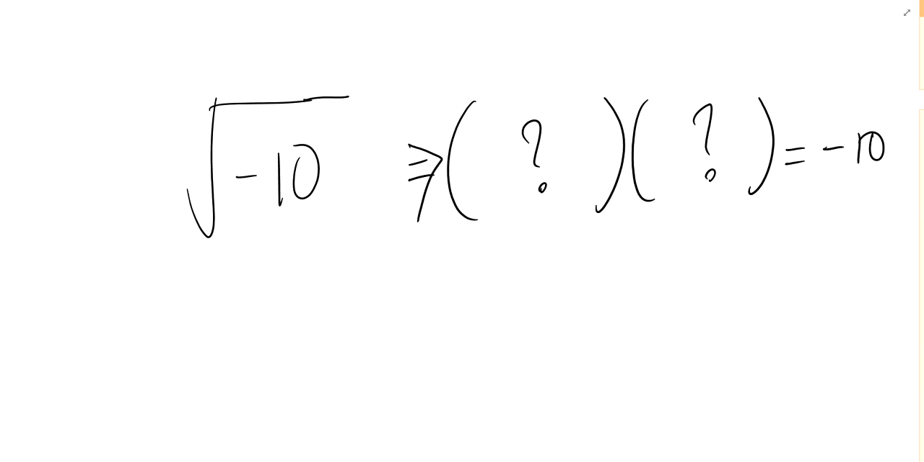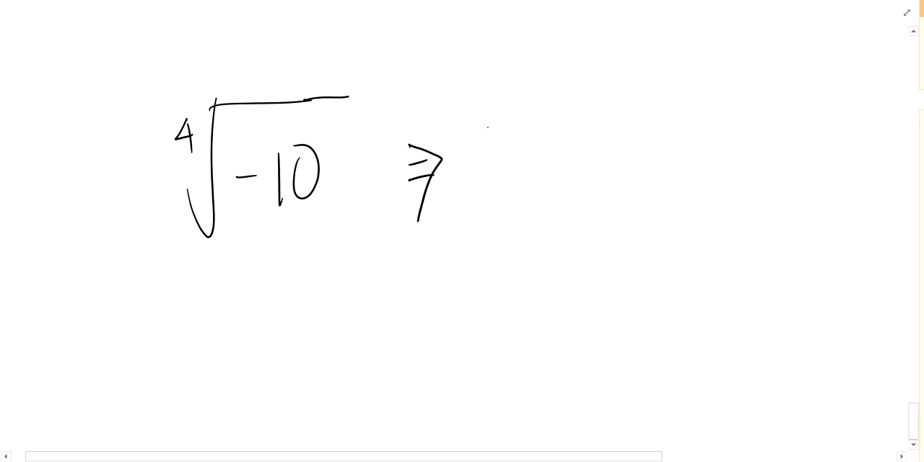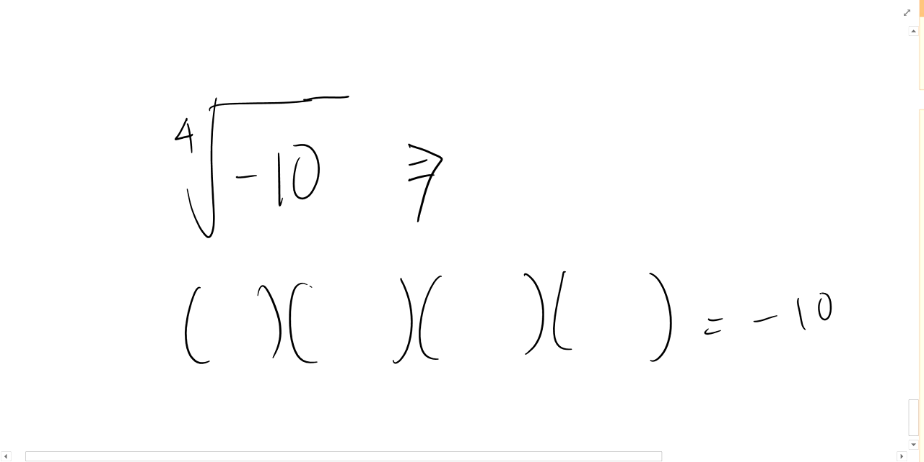Not possible. Similarly, if I take the fourth root, that means something times something times something times something equals negative 10, all the same somethings. Is it possible? Not possible, because whether it is negative, negative, negative, negative, you'll still get positive. Whether it is positive, positive, positive, positive, you'll still get positive. You cannot get negative. So if it is an even power, you cannot root it.